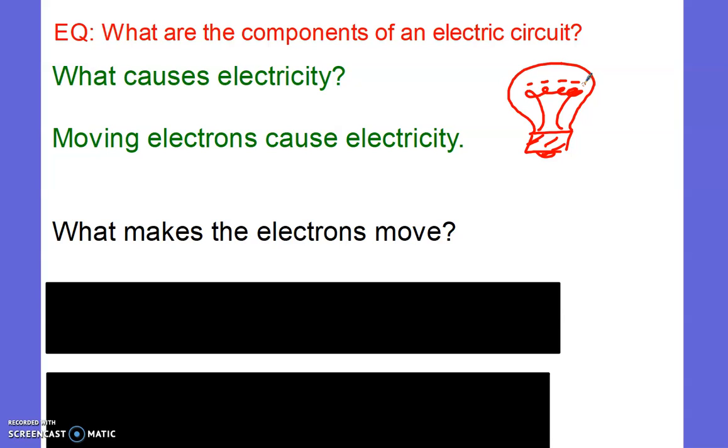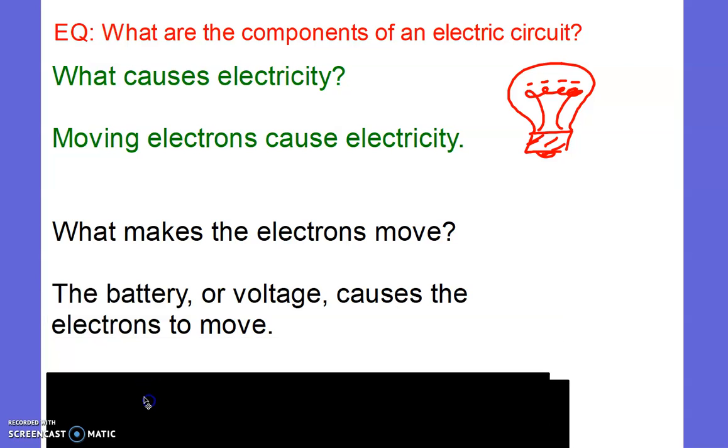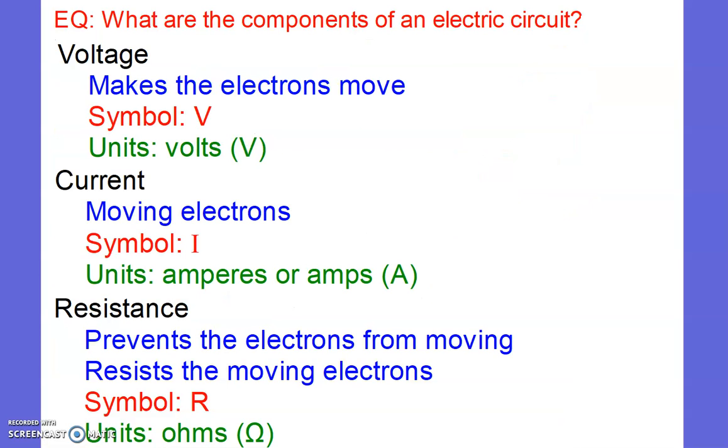Typically, electrons aren't moving within the filament of the light bulb in any kind of organized fashion. So what makes the electrons move is a battery or voltage. So the light bulb itself doesn't glow unless you connect it to a battery, in which case we get those electrons to start to move. Now there are three different components to any kind of electric circuit.